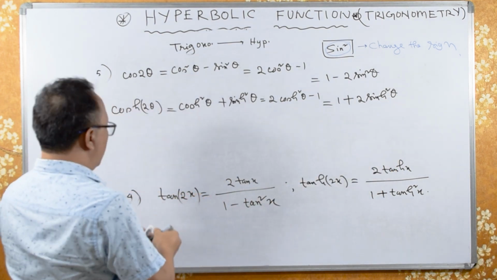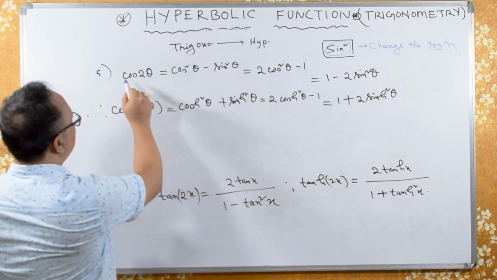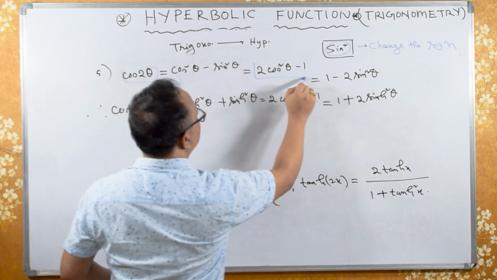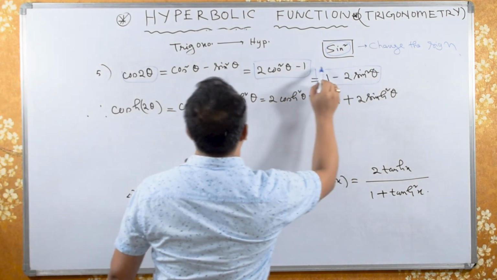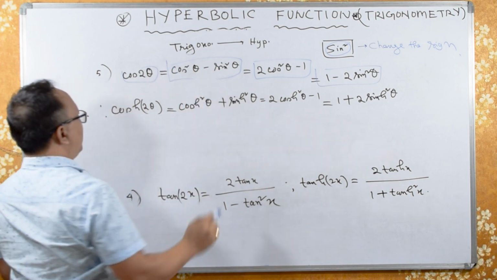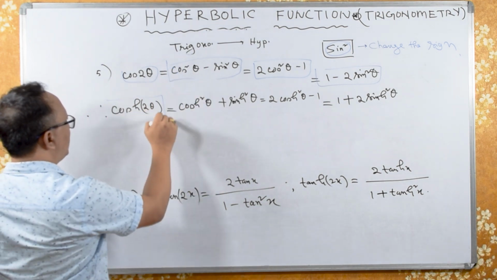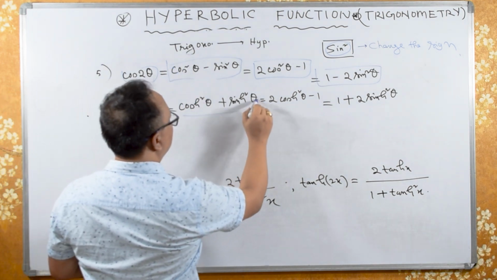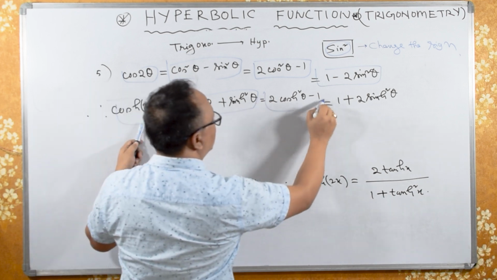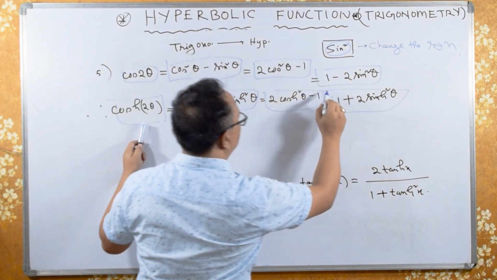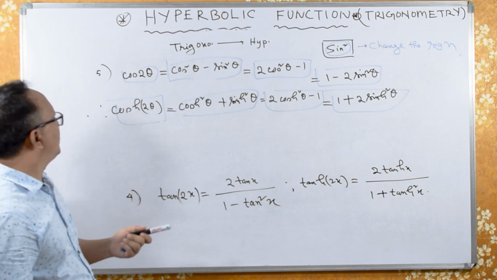Therefore, as you know, cos 2 theta can be written in these forms. Similarly, cos hyperbolic 2 theta can be written as either this equals to this, or this equals to this, or this equals to this. This is cos 2 theta.